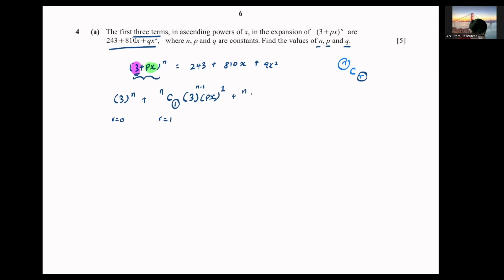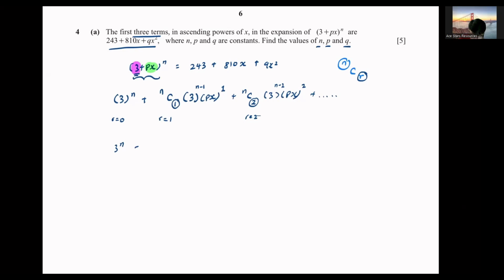Plus nC2, 3 and px, you should put this as a power of 2, and then n minus 2, and this will go on, and so on. So that's how basically you expand using binomial theorem. Oh, what's this? My bad. All right, so 3 to the power of n, nC1. All right, how are you going to do binomial expansions here?